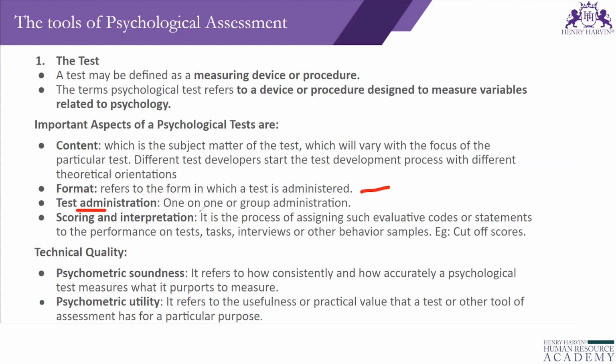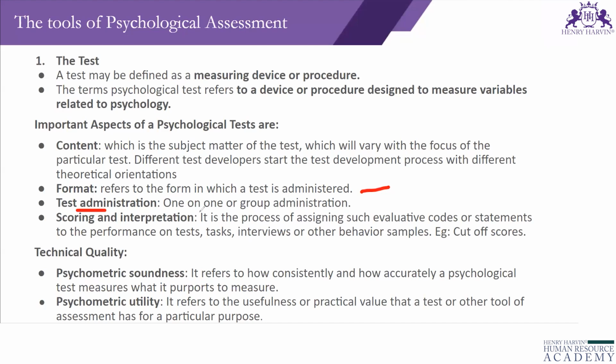Then comes the scoring and interpretation. It is the process of assigning evaluative codes or statements to the performance on the test, right? We will be doing the practicals, and then we'll see for each test what the content is, what exactly the format being used is, and whether each test will be one-to-one or can be done in a group. How the scoring and interpretation works, definitely we'll also discuss, right? So here the codes or statements are assigned to the performance on a test, task, interview, or other behavior samples, right? So there can be a cutoff score as well.